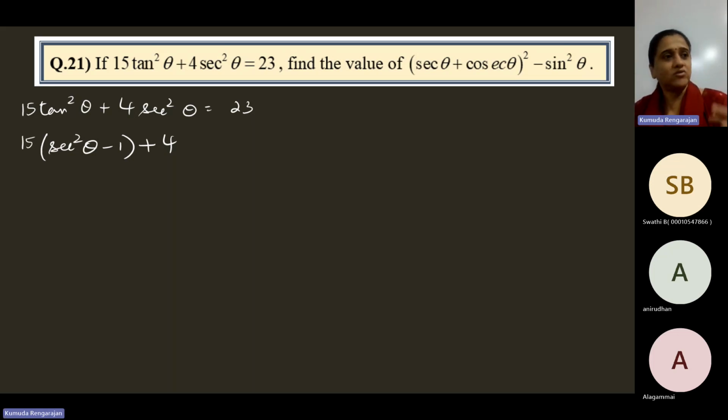So what we do, we write tan square theta as secant square theta minus 1. Now what will happen? You will have only secant square theta. So you can work and find the value of secant square theta, and hence secant theta, and hence theta.